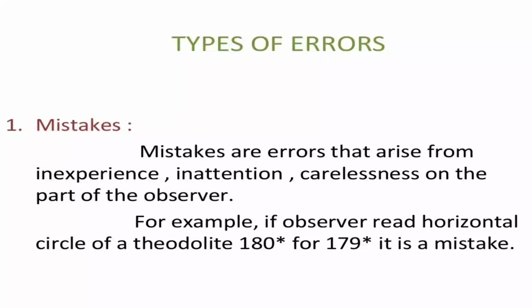Errors in measurements are of three kinds. The first one is mistakes, the second one is systematic error, and the last one is accidental error. Mistakes are errors that arise from inattention, inexperience, carelessness, poor judgment, or confusion in the mind of the observer. If a mistake is undetected, it produces a serious effect on the final result. For example, if the observer reads the horizontal circle of the theodolite as 180 degrees for 170 degrees, it is a mistake.